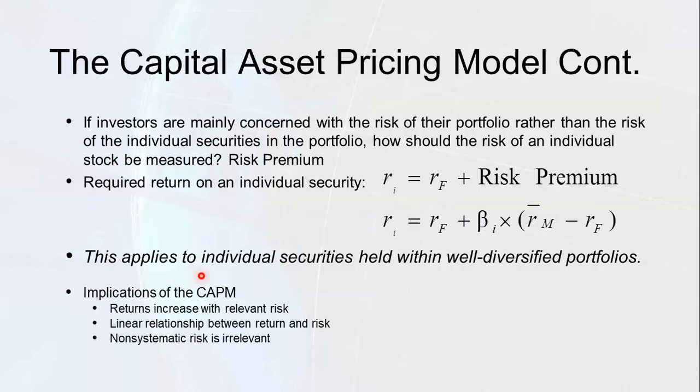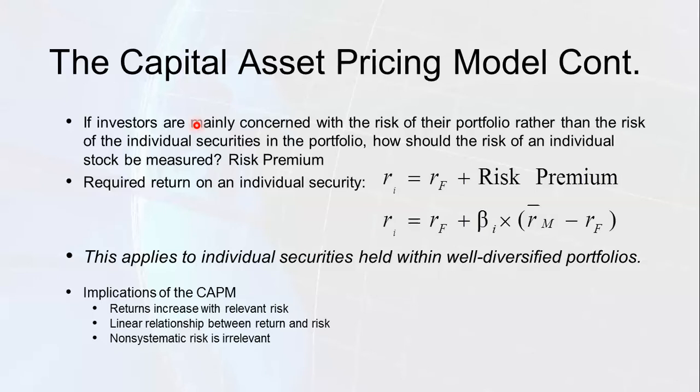Okay, so we can use beta to estimate the risk of a security which is part of a well-diversified portfolio. The implication of CAPM is that returns increase with relevant risk, there is a linear relationship between risk and return, and non-systematic risk is not relevant. So the CAPM gives a new insight: beta is the measure of risk. That is the main contribution of the CAPM, the capital asset pricing model.